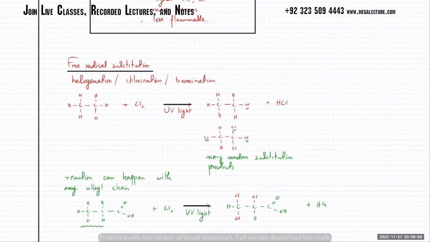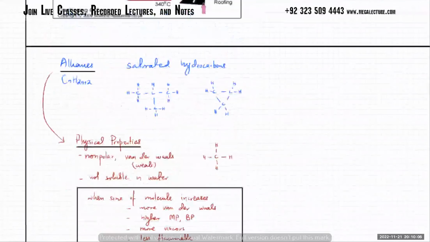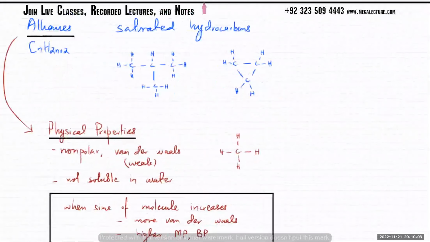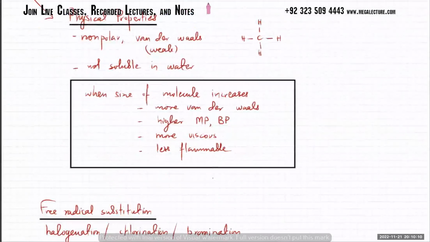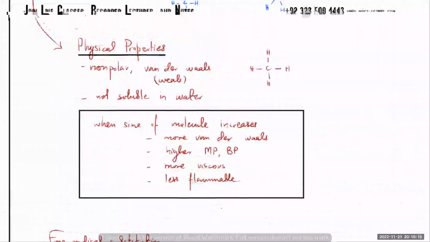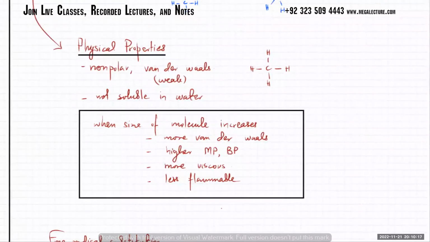So last time we did free radical substitution. We started talking about alkanes, and I told you that they're non-polar compounds. Not only are they non-polar, they're very unreactive as well. Because if you're non-polar, you don't have polarity, so they don't attract anything. They're not very soluble in water as well.